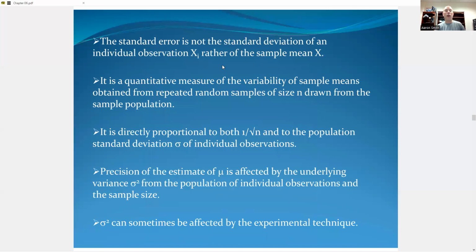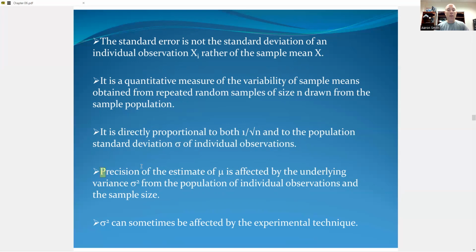Now, standard error is not the standard deviation of an individual observation, rather that of the sample mean. It is a quantitative measure of the variability of sample means obtained from repeated samples of size n drawn from the same population. It is directly proportional to both 1 over the square root of n and the population standard deviation, sigma, of individual observations. So it's proportional to 1 over the square root of sample size, and it's proportional to the standard deviation of the population we are sampling.